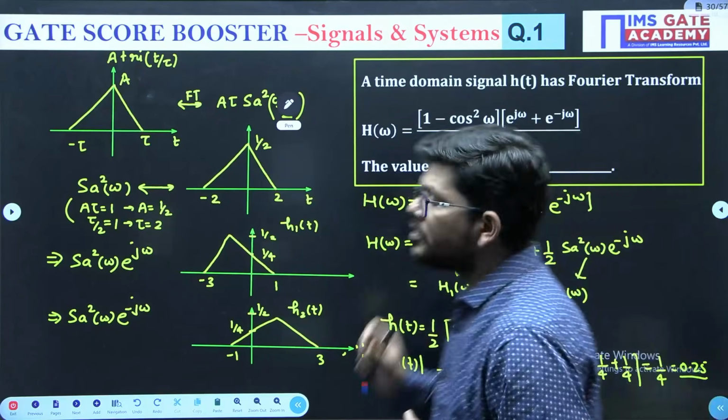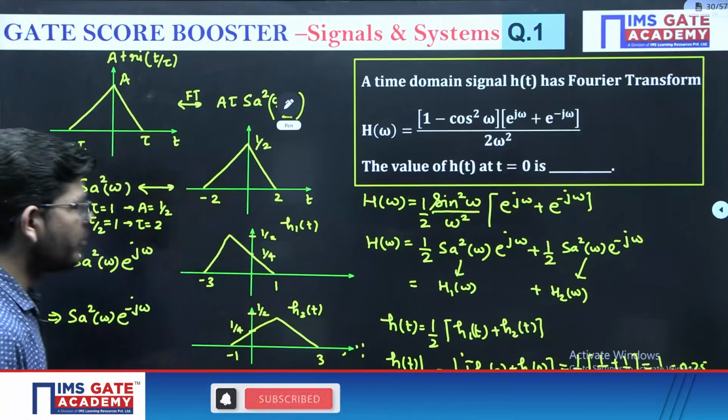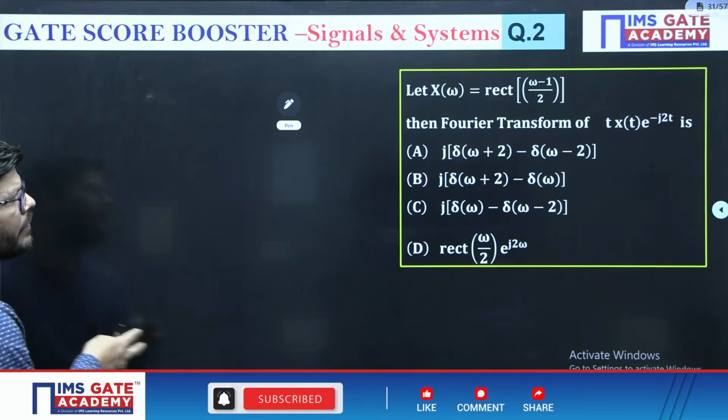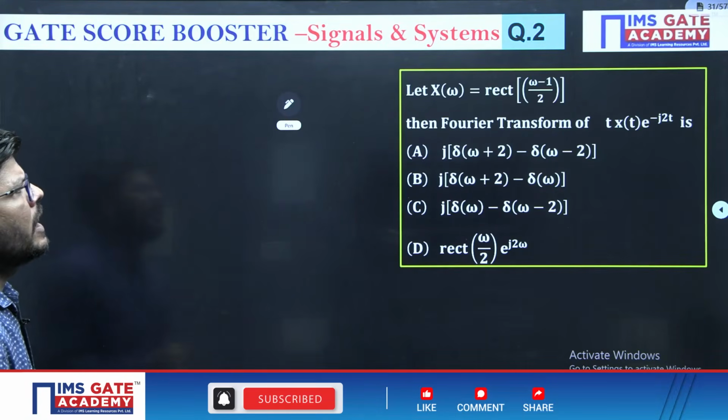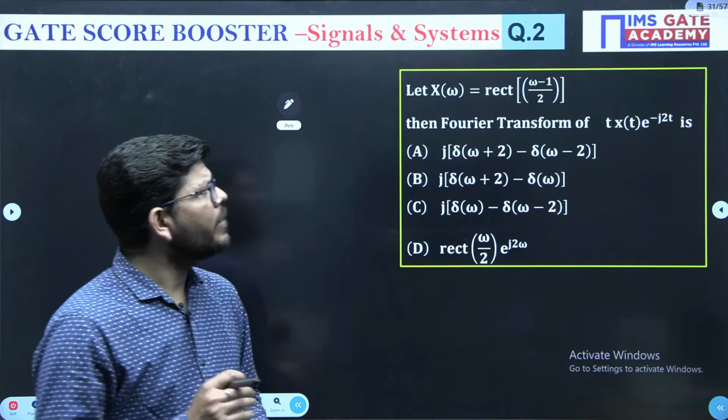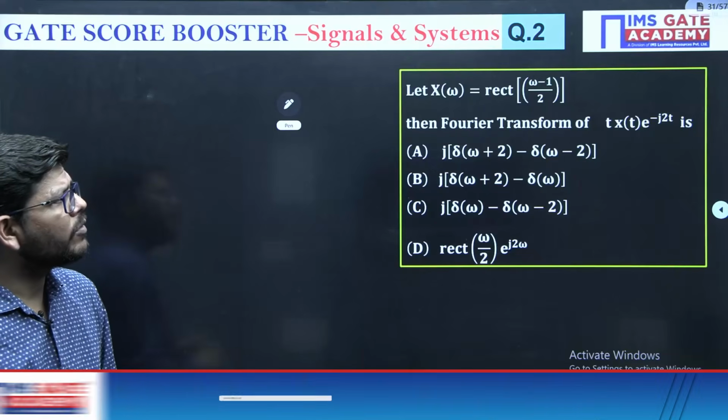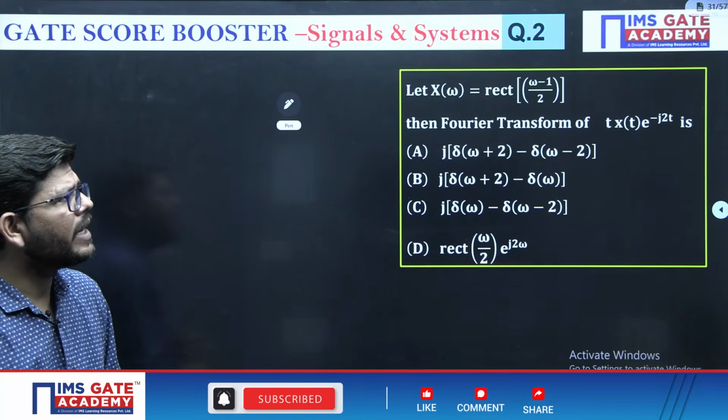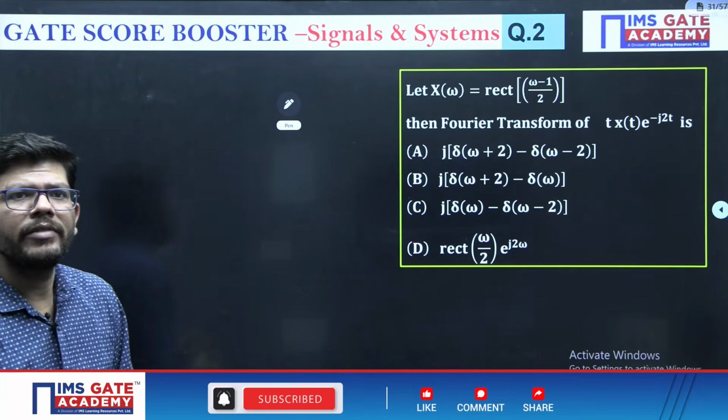So this is how we can solve this particular question. It was a very good question. Now move to the next question. See this one. X(omega) is rect(omega minus 1 by 2), then the Fourier transform of t x(t) e to the power minus j2t will be what?